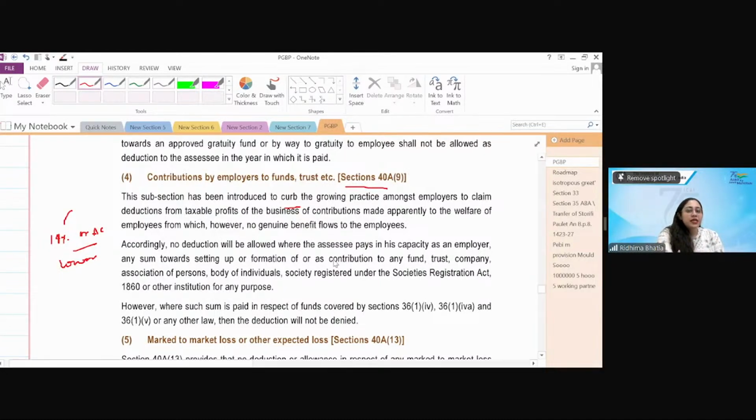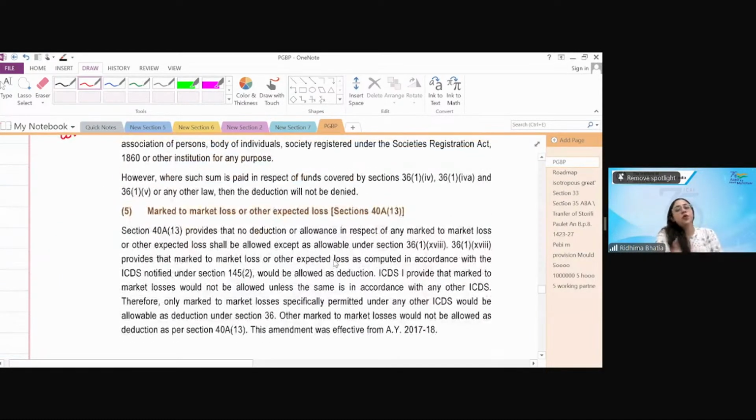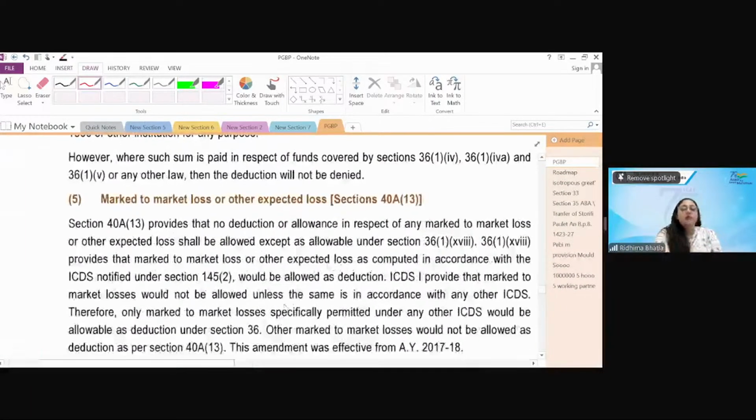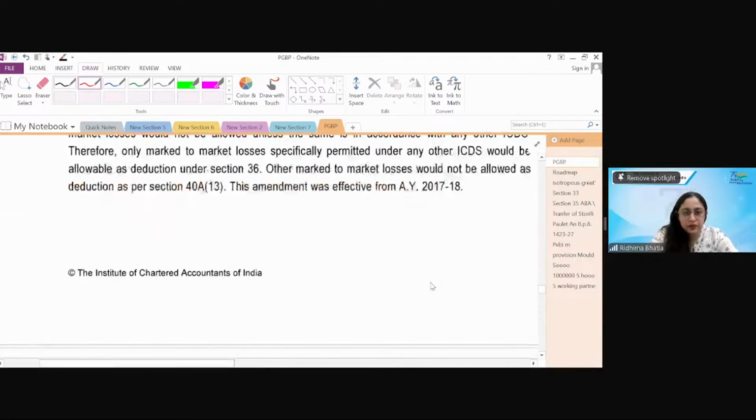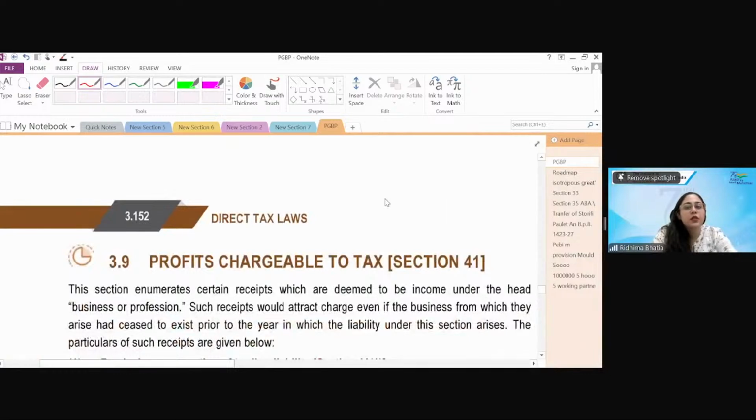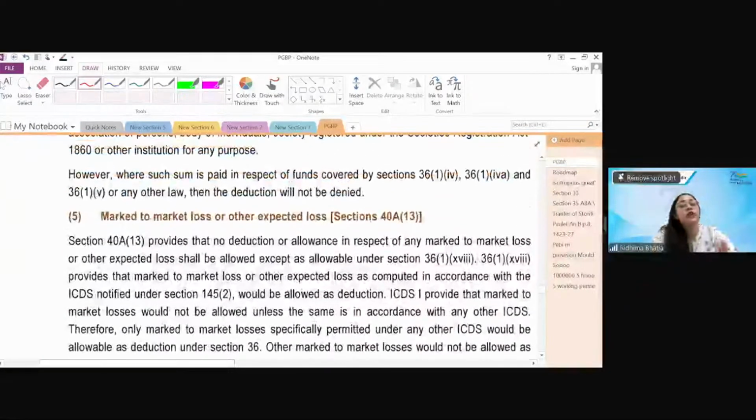Mark to market loss only as per ICDS is allowed. So if it is not allowed, it is disallowance, and disallowance is under section 40A, subsection 13. Okay? Sorted. So we are covered with section 40A also. Okay. Everybody quickly give a look, and if there is any doubt, let me know. I'll quickly take it up.